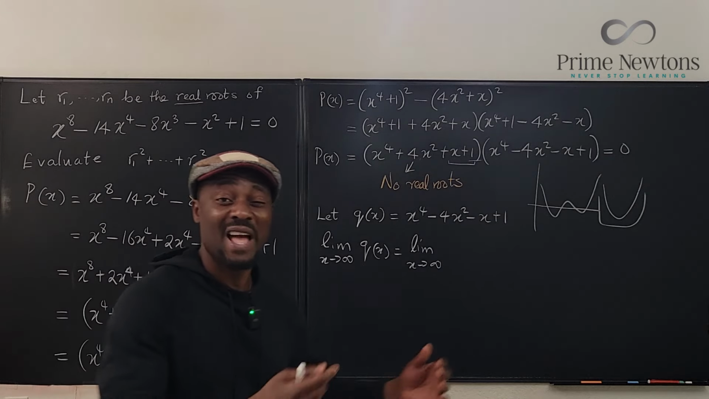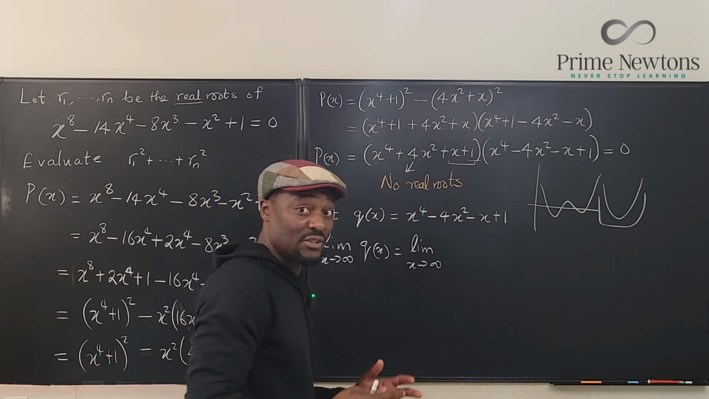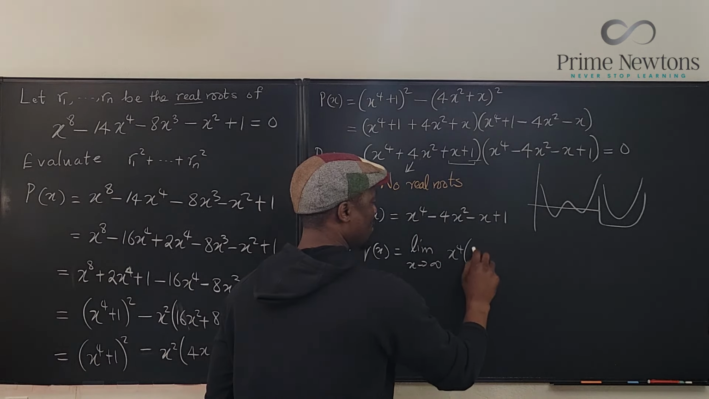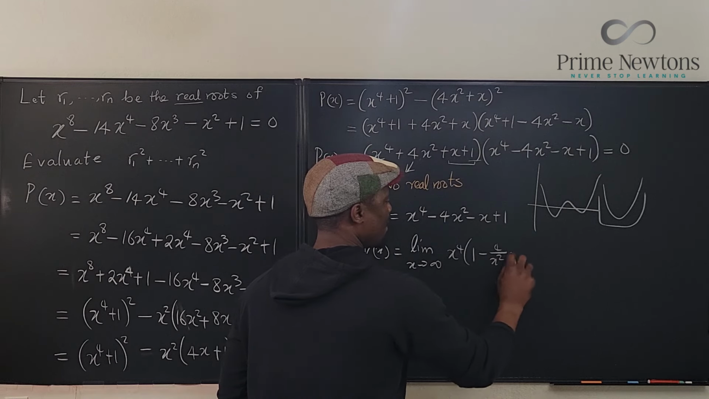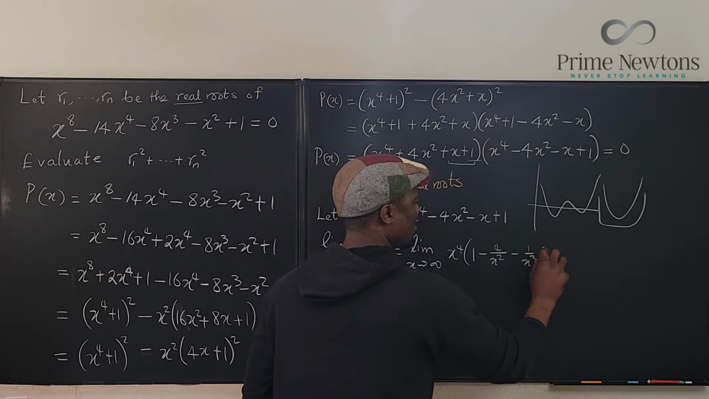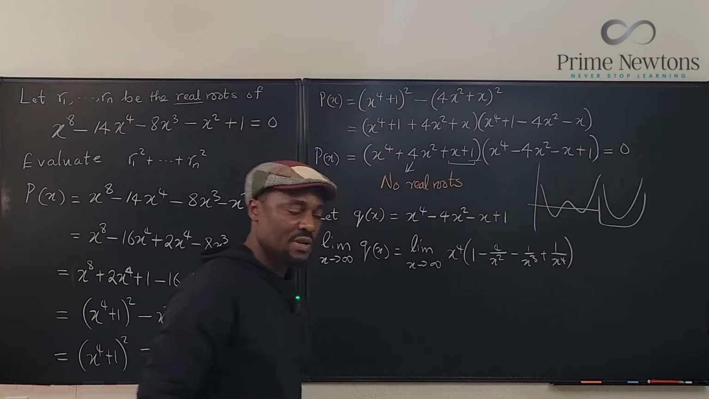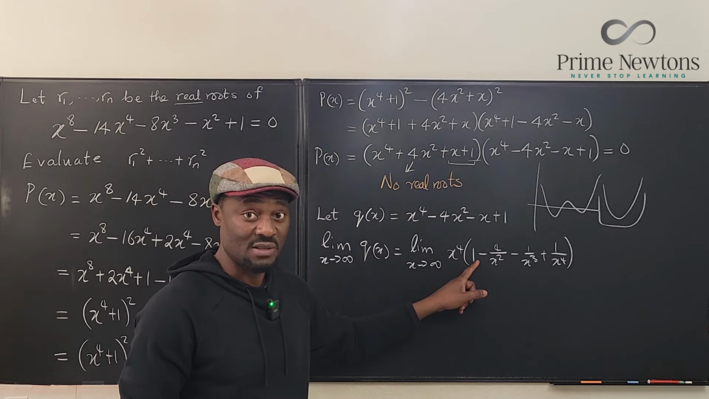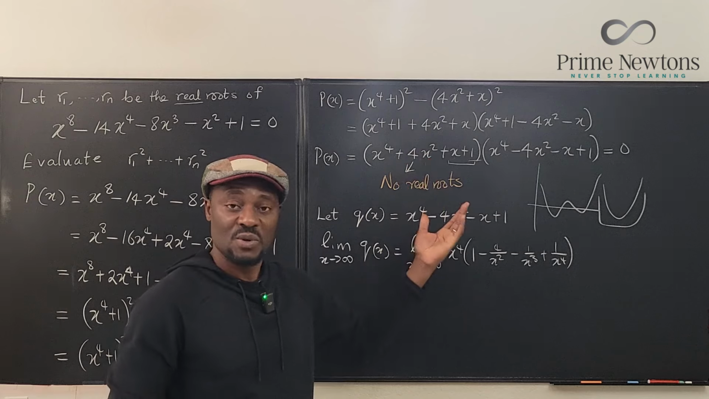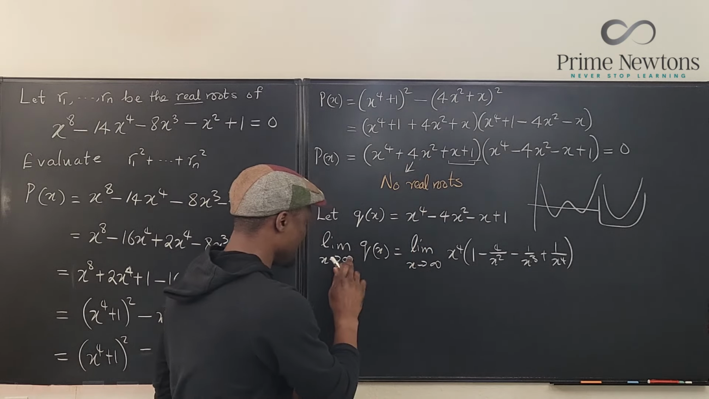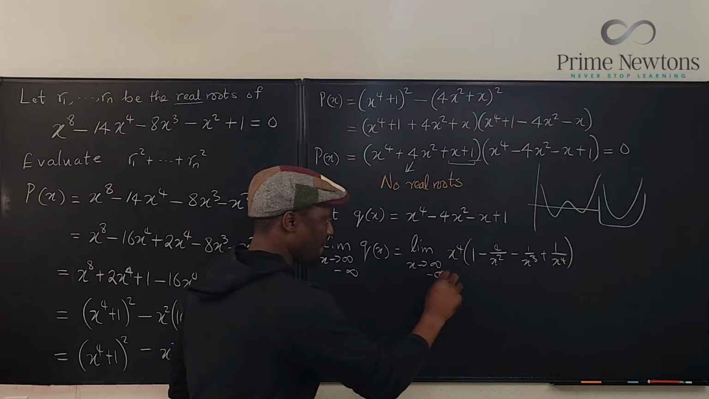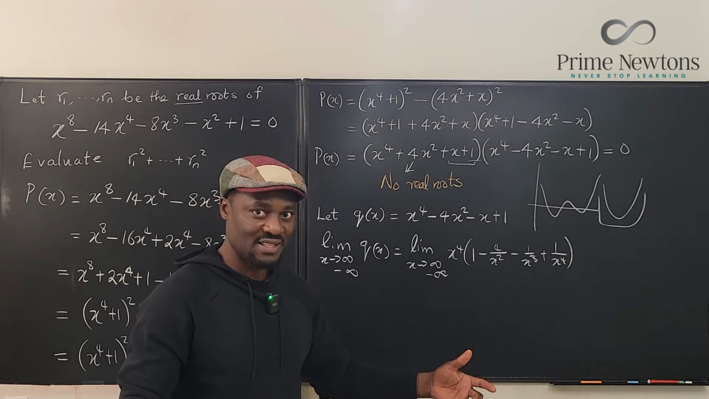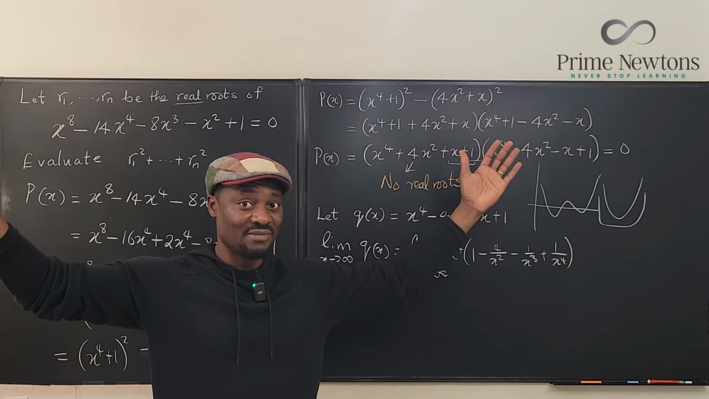Anytime you're doing a polynomial, just factor out the biggest degree in it. What's the biggest part of it? It's x to the 4th. So it's x to the 4th times (1 minus 4 over x squared minus 1 over x cubed plus 1 over x to the 4th). As x goes to infinity, these terms go to 0, so what you have is just x to the 4th times 1. But infinity to the 4th is positive infinity. If we change this to negative infinity, negative infinity to the 4th is still positive infinity. So in both cases, hands up.